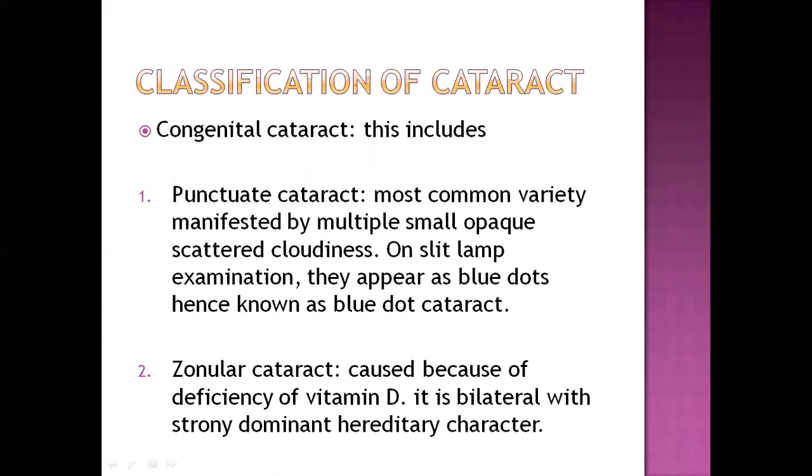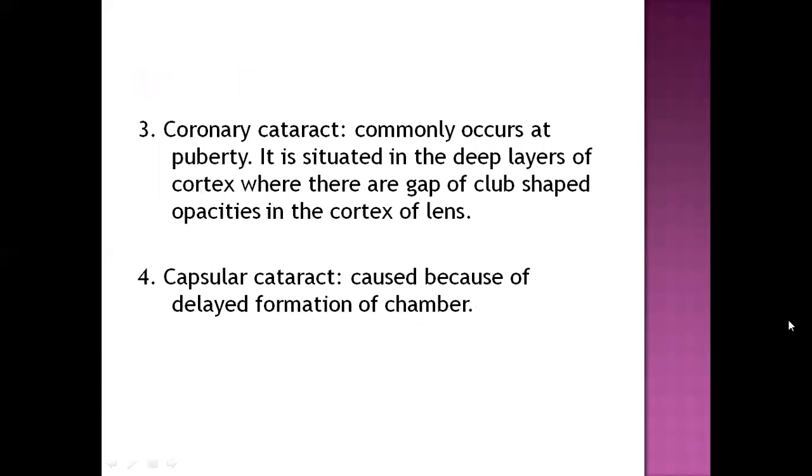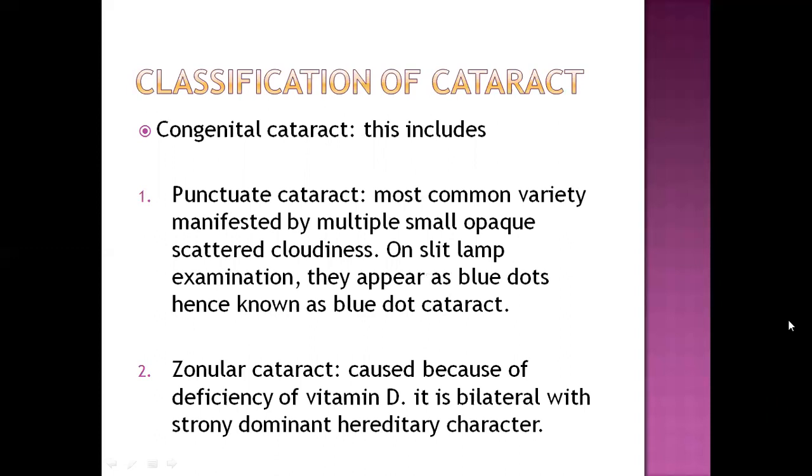Next is classification of cataract. Cataract can be classified into congenital and acquired. Let's move ahead with congenital cataract. Congenital cataract can further be divided into punctate cataract, zonular cataract, coronary cataract, and capsular cataract. They belong to the same category, but still have their own specific characteristic features.